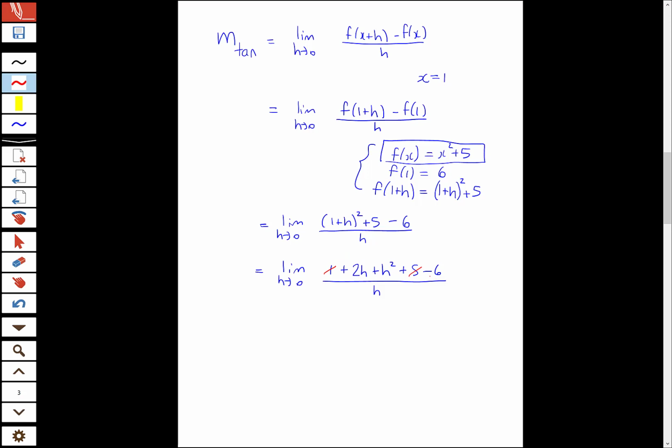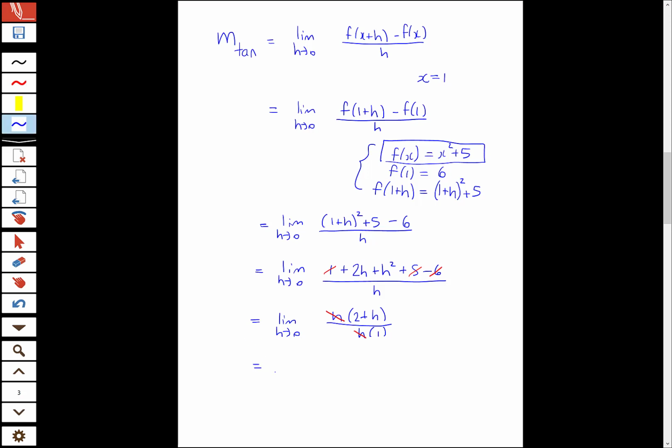The 1 plus 5 minus 6 all gives us 0. So we're looking at 2h plus h squared on top and just an h in the denominator. This is now a perfect setup for factoring, because we can factor an h out of the top and the bottom. On top, if you factor out your h, you'd have 2 plus h in the brackets, and then we've still got this factor of h on the bottom, which we can think of as h times 1. So that means we can cancel a factor of h from the top and the bottom.